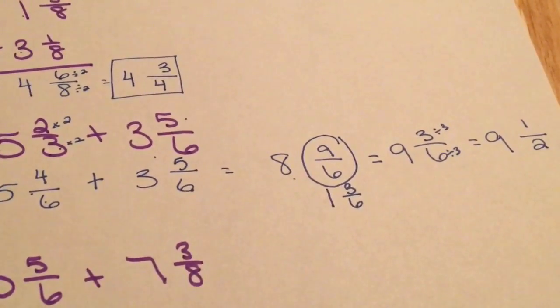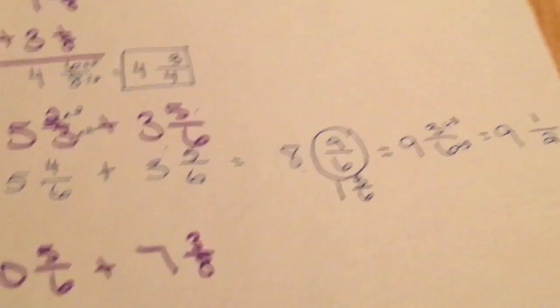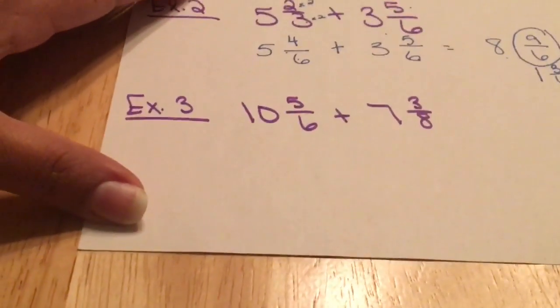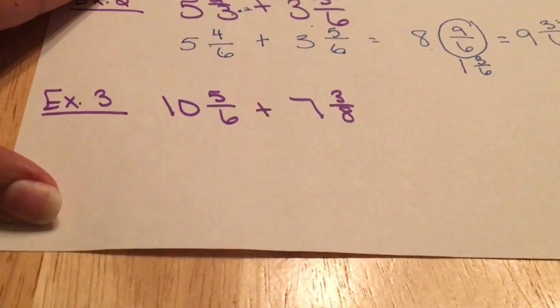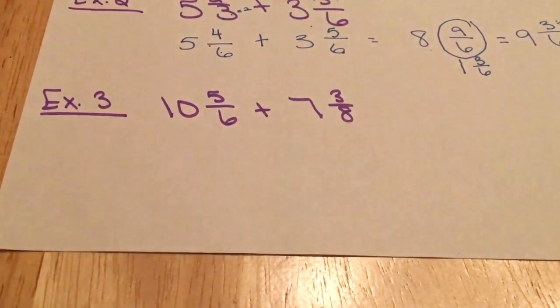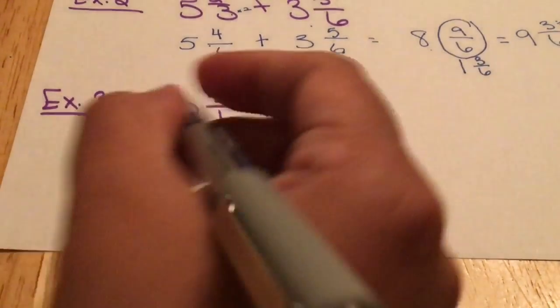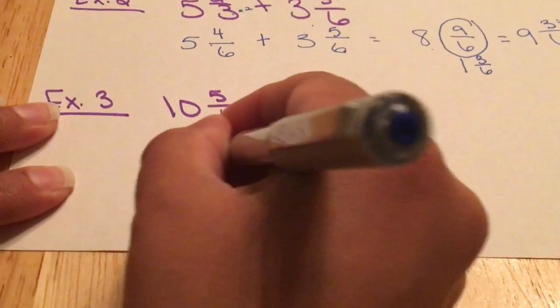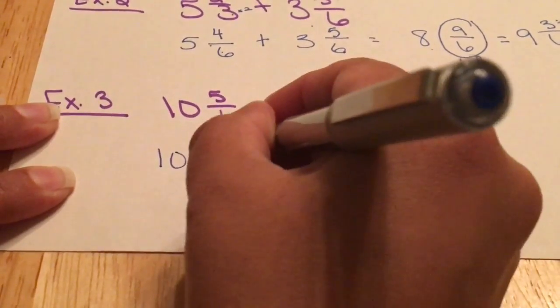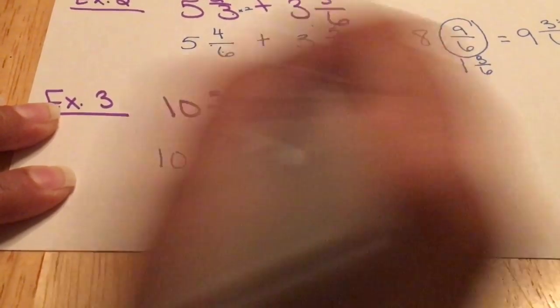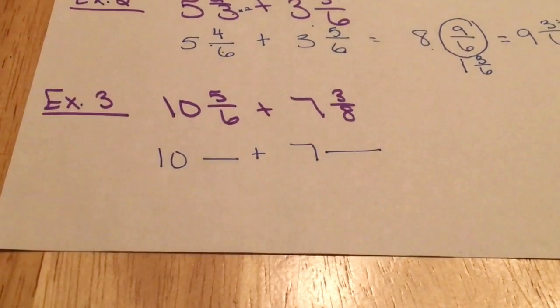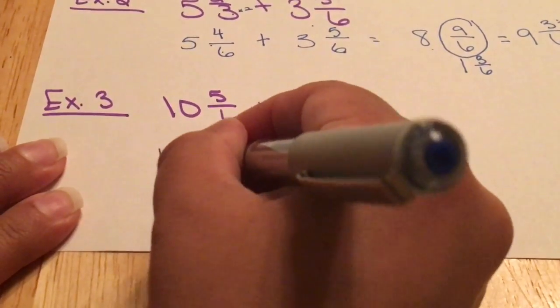Whew, that was a lot of work for that. The next one's going to be very similar. So let's look at that next example. Example 3. On example 3, we have 10 5/6 plus 7 3/8. Again, our first step is to make our denominators like. So our common denominator between 6 and 8 is going to be 24.